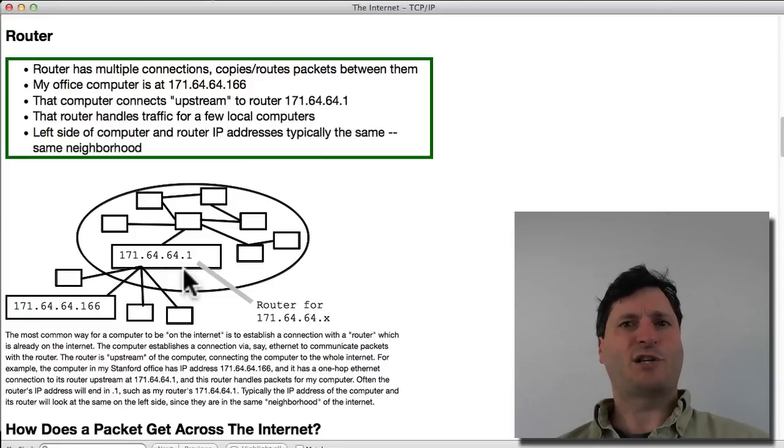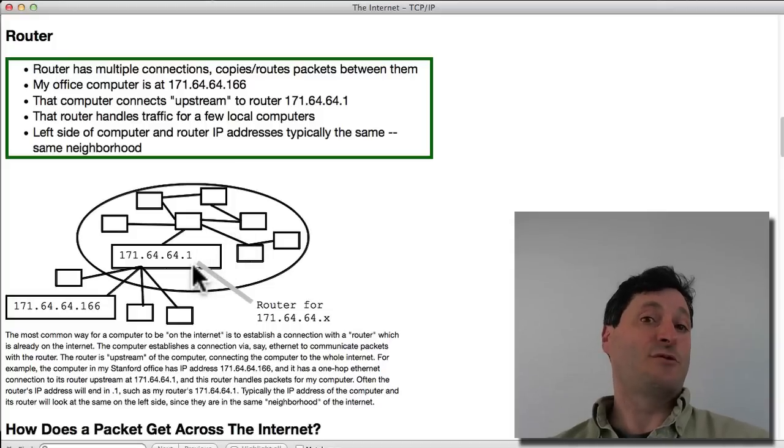And as a first approximation, what happens is, if my computer wants to send a packet out to the internet, it just sends the packet, I'll say 1 hop, over to this router, and now it's the router's problem. The router will then in turn send the packet onto some next router, whatever, and it goes off onto the internet. And I'll look at a little more detail how that works.